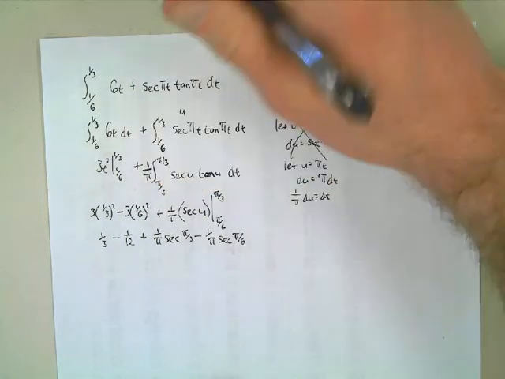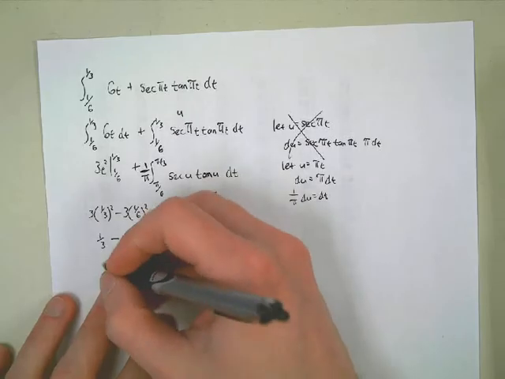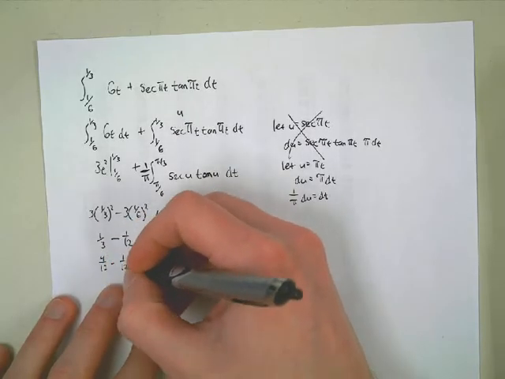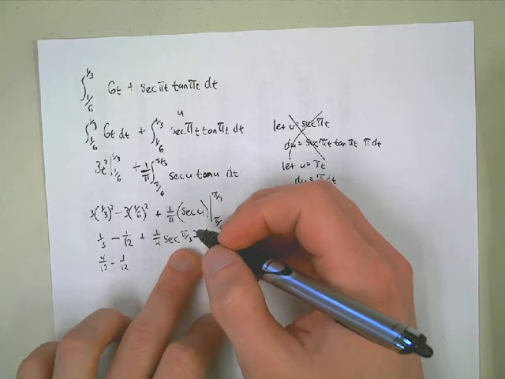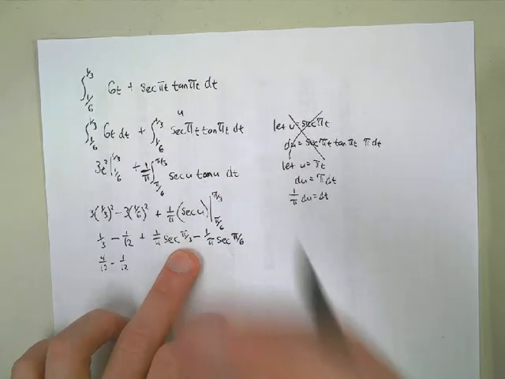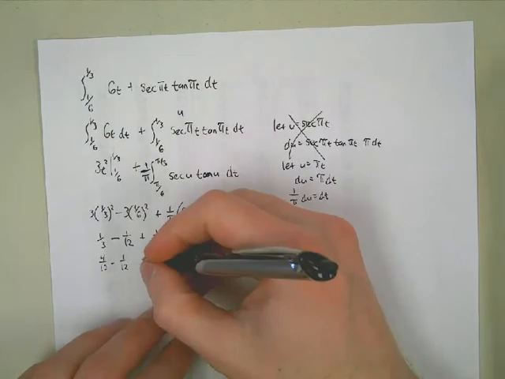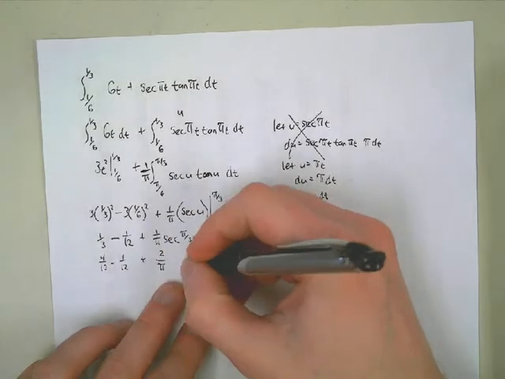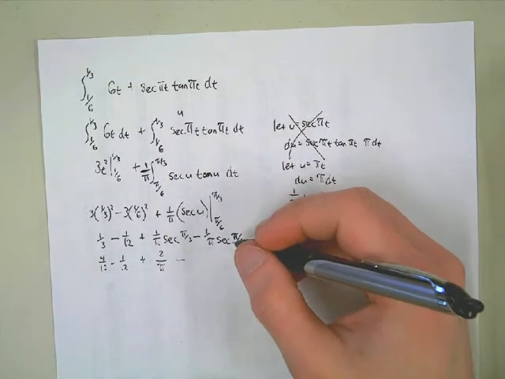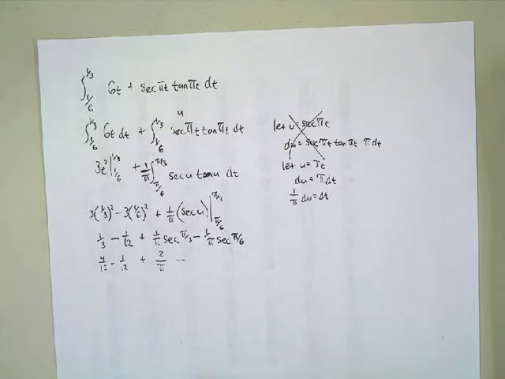Well, let's go ahead and evaluate them, right? So let's see, I'm going to convert this to 4/12 minus 1/12 there. And then secant of pi over 3. So secant is a reciprocal of cosine. Cosine of pi over 3 is 1/2, so the reciprocal of that would be 2. So this is plus 2 over pi minus. Secant of pi over 6 is 1 over cosine of pi over 6. Cosine of pi over 6 is root 3 over 2, so it's 2 over root 3.